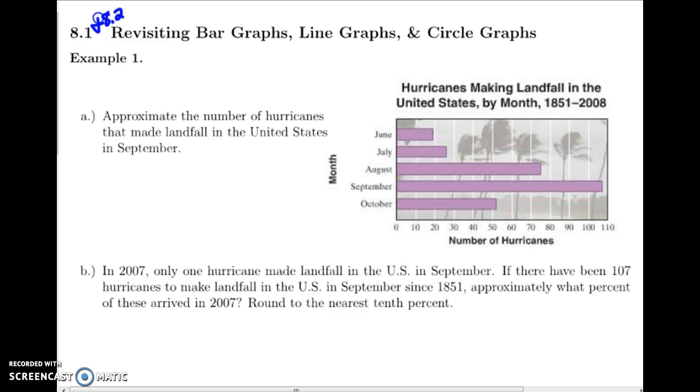Okay, part A. Approximate the number of hurricanes that made landfall in the United States in September. So let's look at this bar graph. It says hurricanes making landfall in the United States by month, 1851 to 2008. So, for example, there in June, that top bar represents all the hurricanes since 1851 through 2008 that landed in the U.S. in the month of June. So it looks like there's about 20 of them, right? 19 or 20. September is by far the biggest month for hurricanes. So don't go to Florida in September, I guess. So September's the one we're asked about.